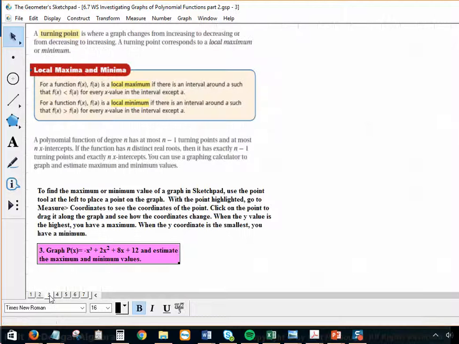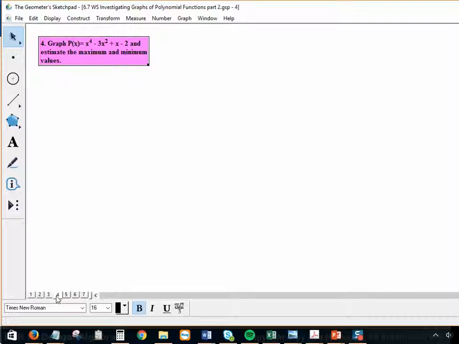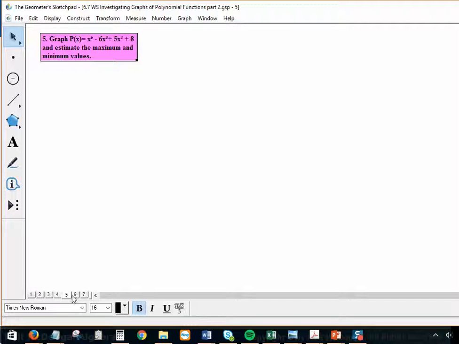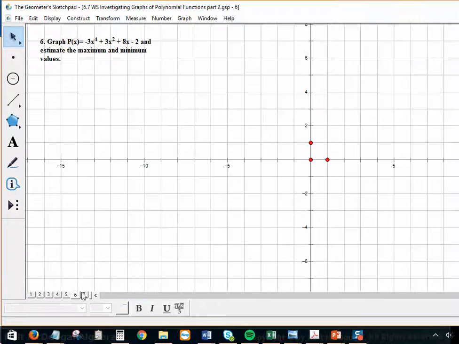So you're going to go through these other ones, and you'll graph the function, just like we just did, and estimate the maximum and minimum values. I wrote maximum and minimum rather than maxima and minima. These are the local ones, though, not the max of the whole thing. So I should have clarified that. And you'll just continue through using your technology, finding the values of the local max and local min.